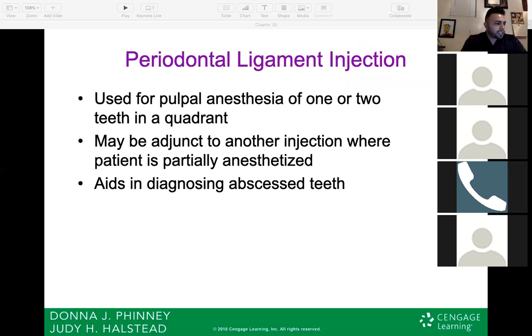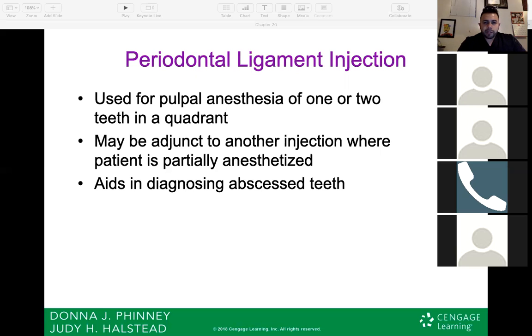Periodontal ligament injections are used for pulpal anesthesia of 1 or 2 teeth in a quadrant. What pulpal anesthesia means is only the nerve of the tooth is numb, so not the surrounding tissues. And this may be adjunct to another injection where patients are partially anesthetized. Okay, and we also use this when we're trying to diagnose abscess teeth.